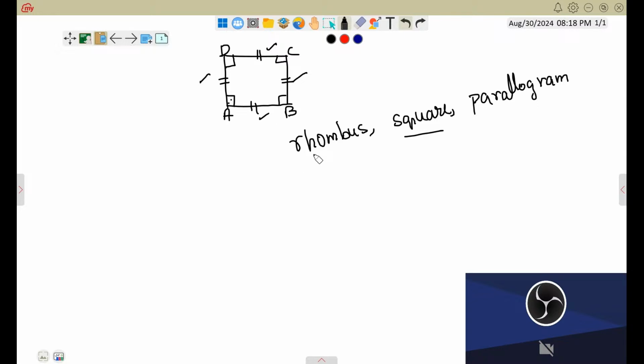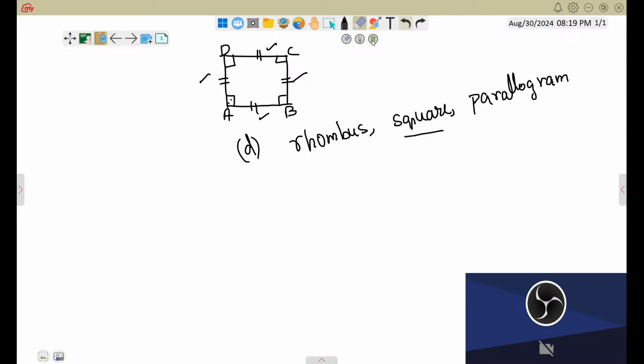Coming to the rhombus, all the four sides are equal. Here also all the four sides are equal. So we can say it is a rhombus or a square or a parallelogram. Understand? Right. All of this, option D is correct.